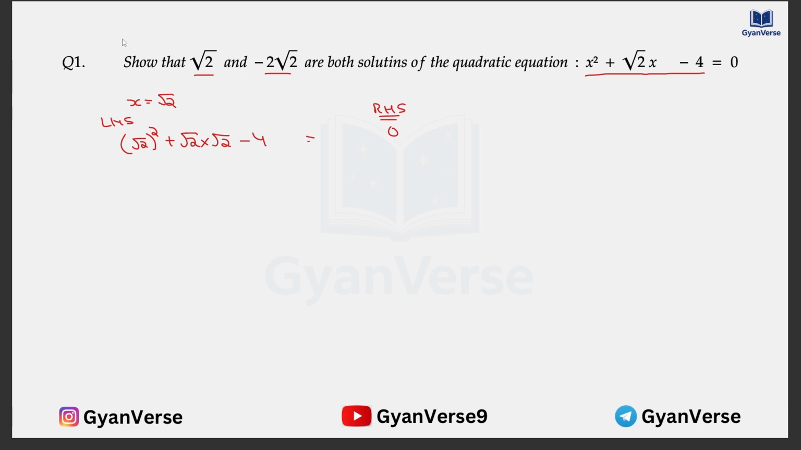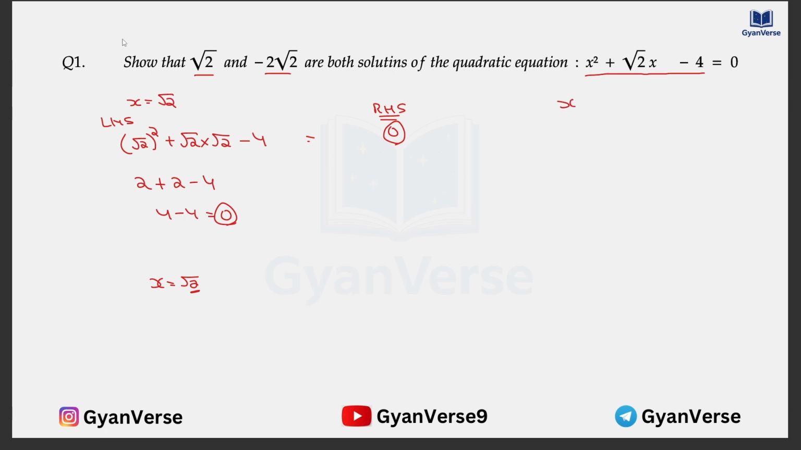Square of root 2 will be 2, plus 2, minus 4. So 2 plus 2 is 4, minus 4 equals 0. Now the left hand side is equal to the right hand side, which is 0. So the equation is satisfied. That means x equals root 2, the value root 2, is a zero of the quadratic equation. We call it zero or solution or root, whatever you want to call it. So this shows that root 2 is a solution.